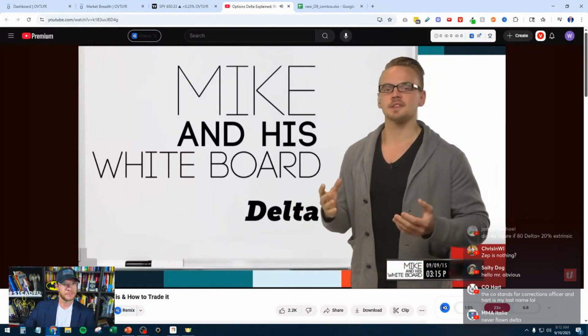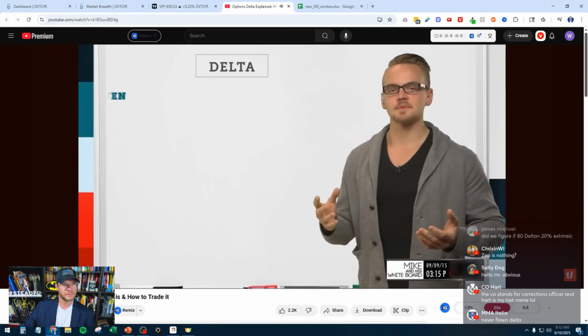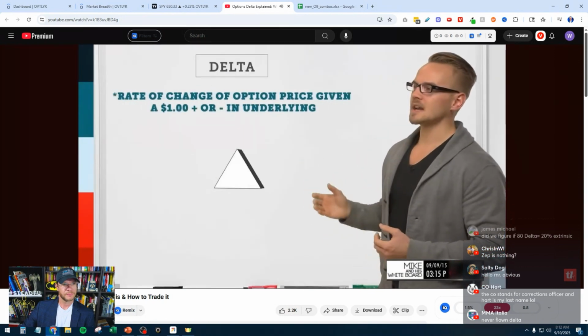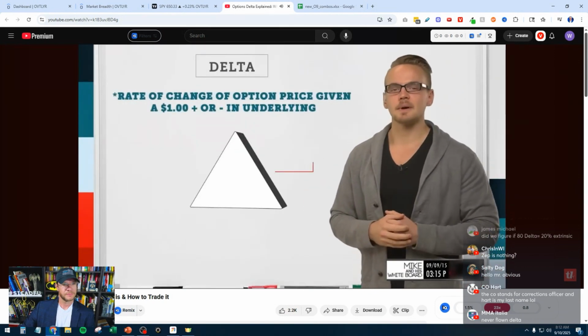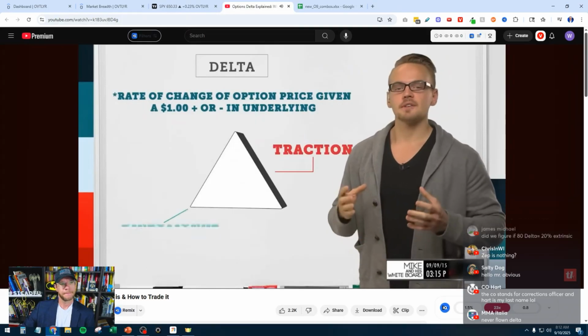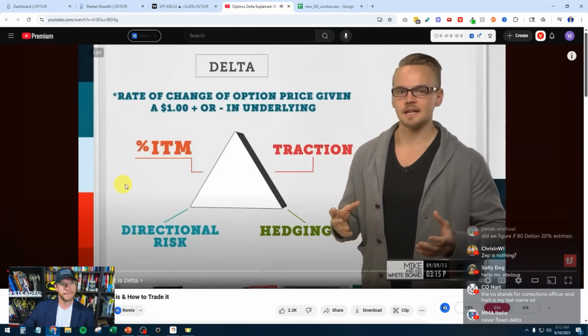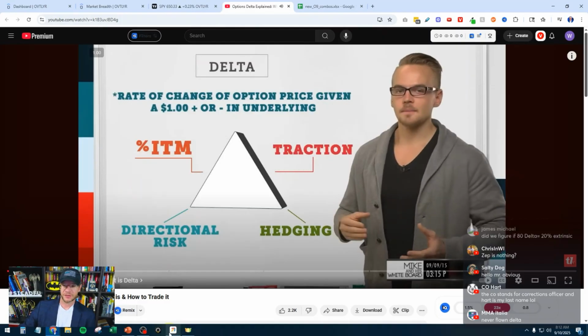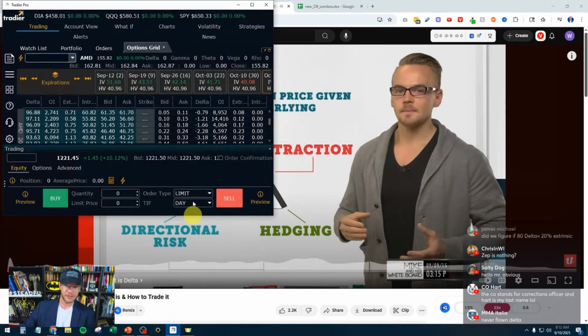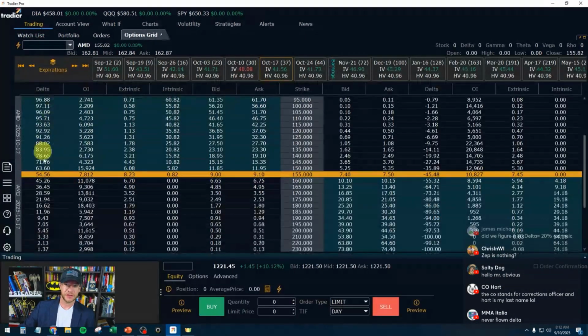So let's start off with delta and what that means with an option's price. When we're talking about delta, we're basically talking about the rate of change of an option's price given a $1 increase in the underlying price. Before he gets super into it, that's always how I like to describe it. And of course, there are going to be other uses for this that we'll talk about in a little bit. I'm 100% sure of that.